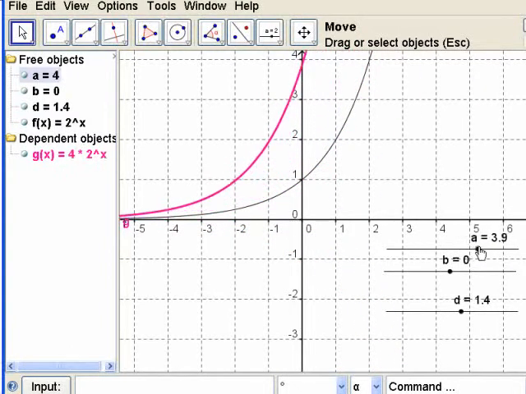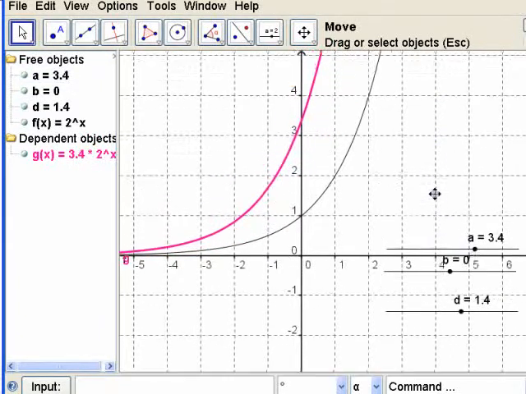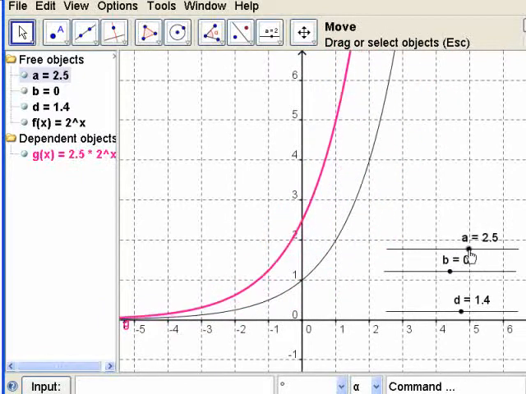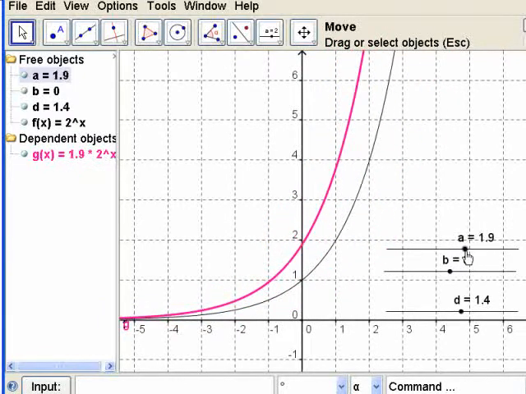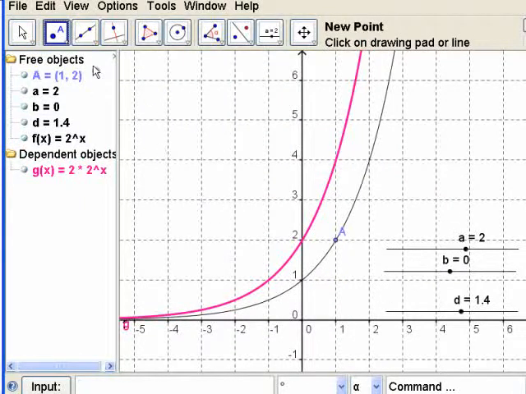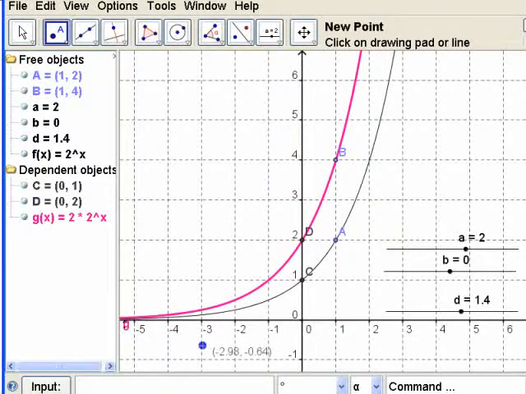What happens with this number here? The bigger you make it, the taller the graph gets. All the points are being expanded. If you make the numbers too big, you can't see them here. But if we stick with 2 or close to 2, all of those points that were a 2 are now a 4, right? All the y values are twice as tall. Even the starting value is now 2 instead of 1.